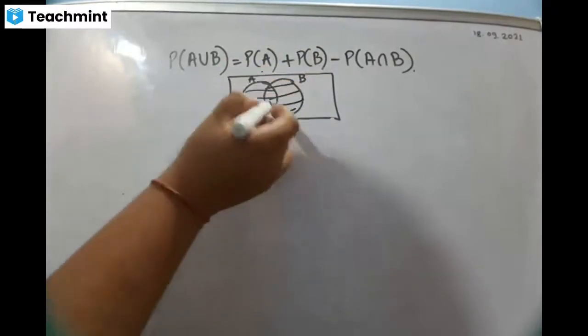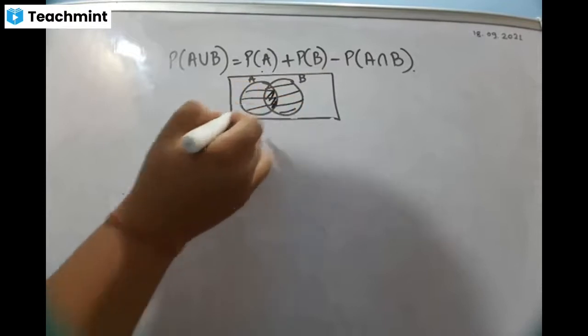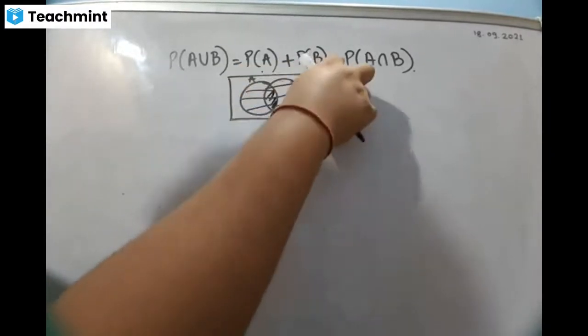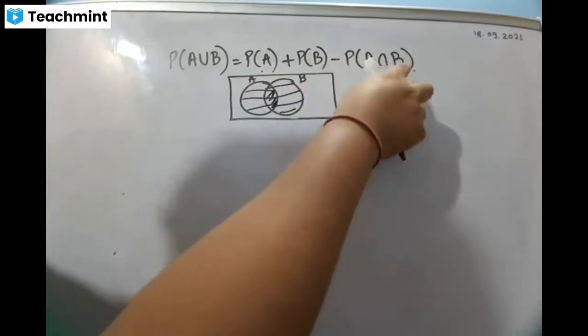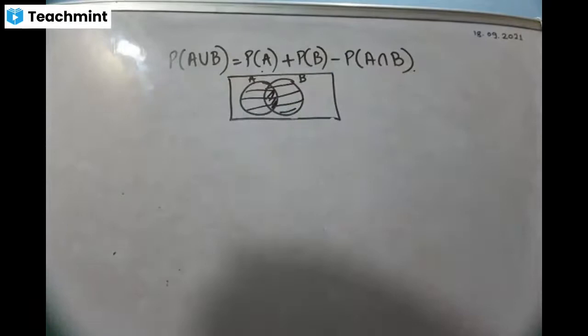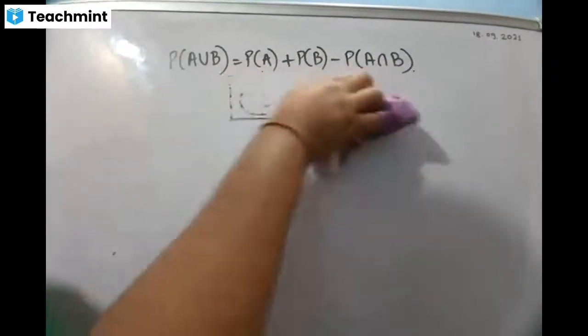But when you do that, this region, which is the common region, has been taken twice. So when taking A, here it is taken fully, and when taking B, fully again. That is why we have to subtract it once. So this formula has also come from the Venn diagram. So this was the first formula.